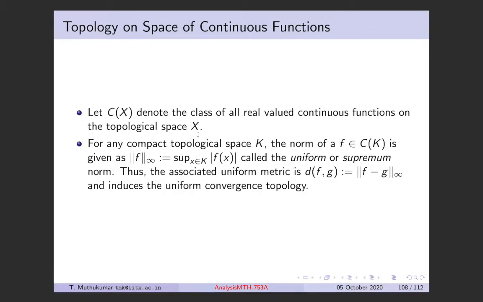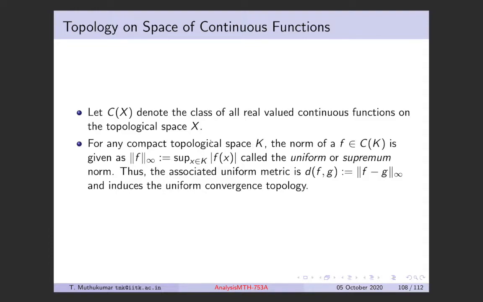Now, if the domain is a topological space, let us rename it K, a compact topological space, then one can give a norm on this space. First of all, you can check that C of X is a vector space, but I'm not getting into that. It's easy to check because the sum of two continuous functions is continuous, and any scalar multiple of a continuous function is continuous. So C of X forms a vector space.